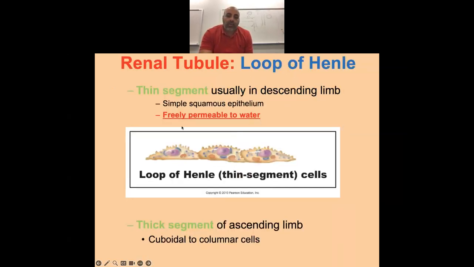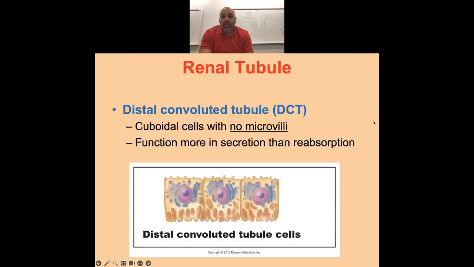Thin loop of Henle allows for water to freely pass. He's thin, simple squamous. Thick, cuboidal, columnar cells, things don't pass unless we have pumps. So we will pump stuff out from here typically. And then DCT, no microvilli, so he's bigger for secretion than reabsorption because he doesn't have all those fingers to touch everything.